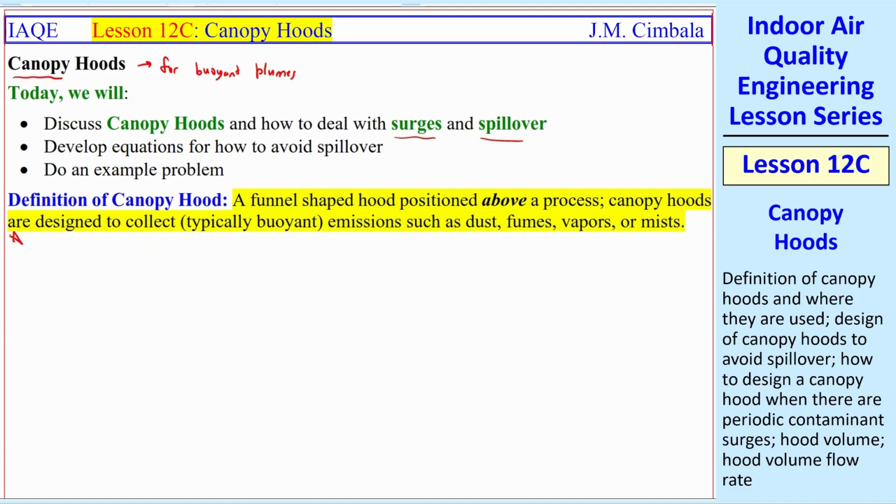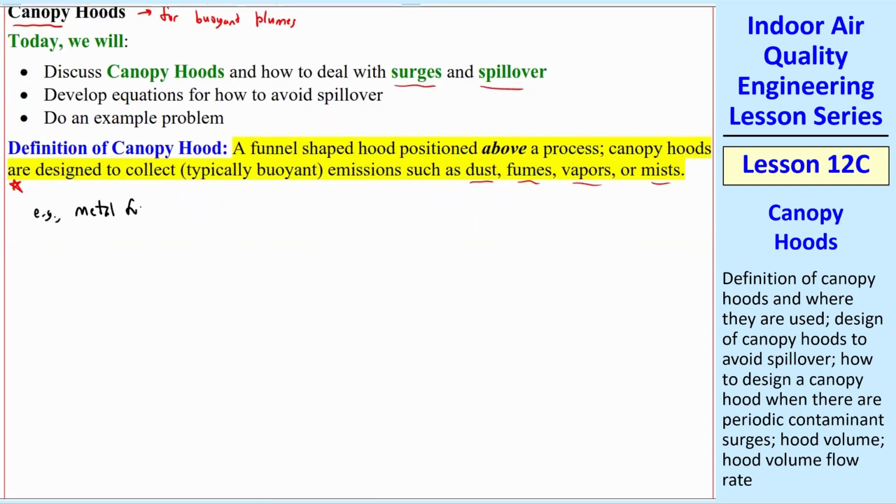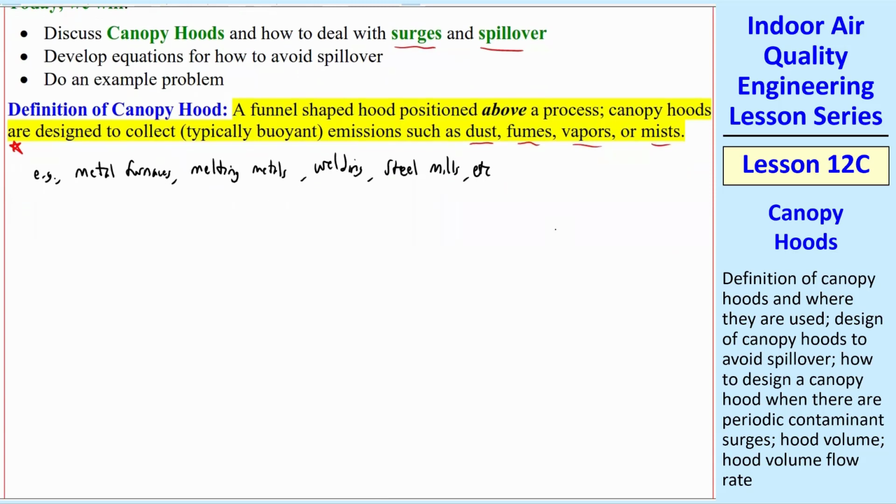Here's the definition of a canopy hood: a funnel-shaped hood positioned above a process, designed to collect buoyant emissions such as dust, fumes, vapors, or mists. Some examples: metal furnaces, where you have melting metals that give off fumes, welding fumes, steel mills, etc. Any process that produces smoke, or it could be vapors or mists, etc., that are hot and they rise.